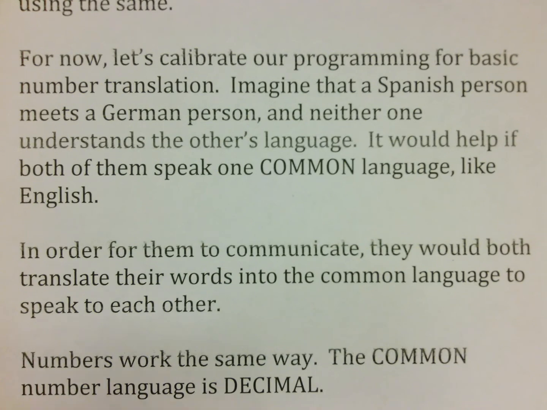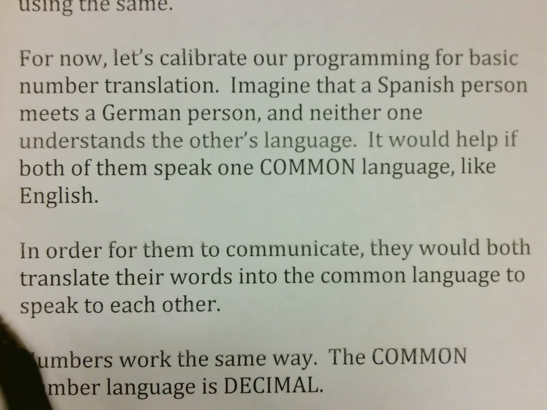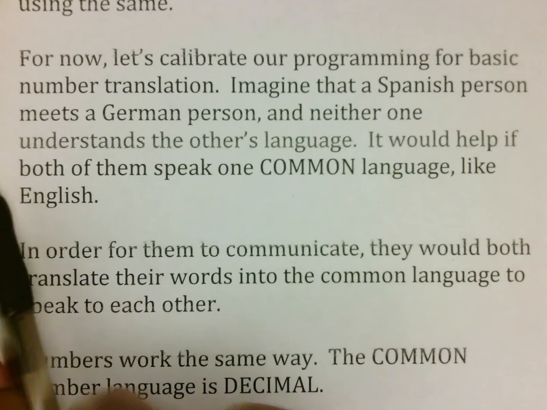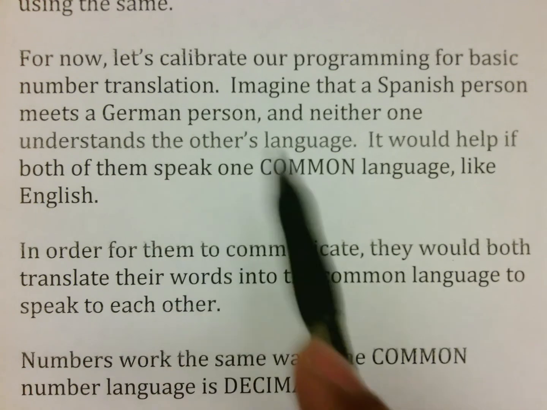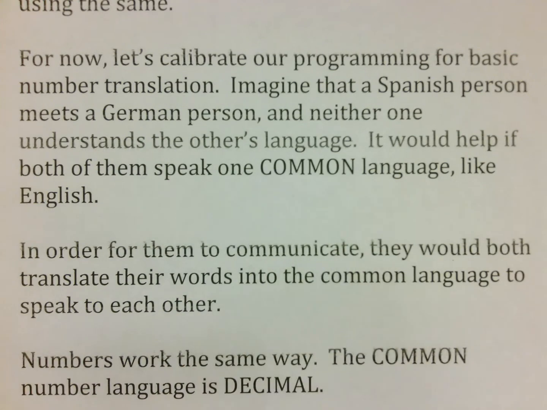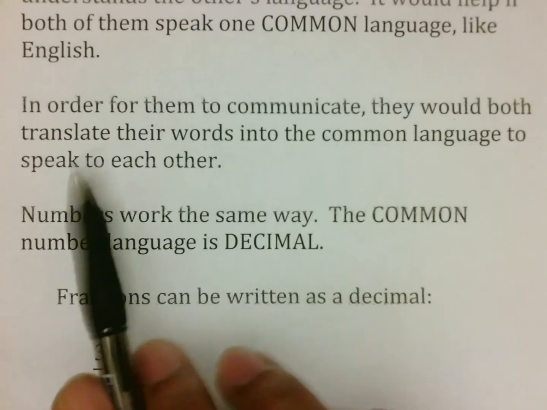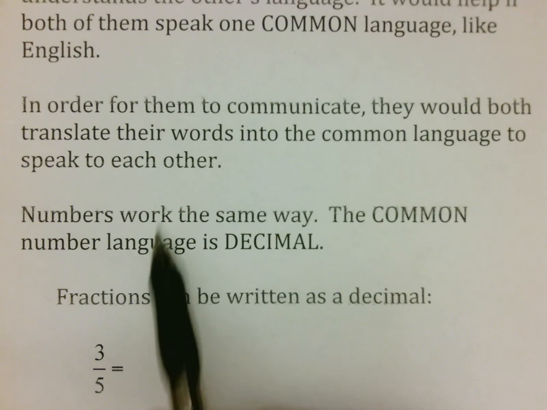In terms of ordering numbers, sometimes numbers are going to be in a different form. Imagine one person speaks Spanish, one person speaks German, and neither one understands the other one's language. Both of them have to find some sort of common language to communicate. And in order for them to communicate, they both have to translate their words into something else they could speak together. For example, English.